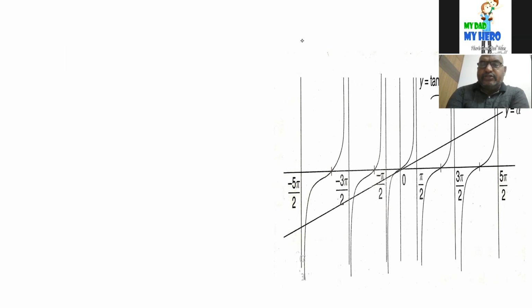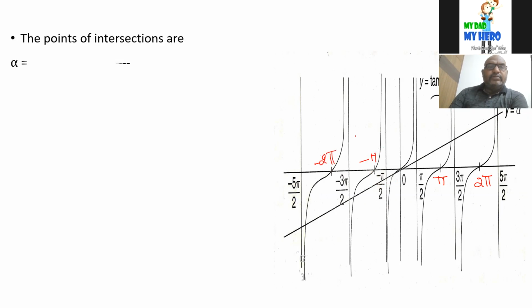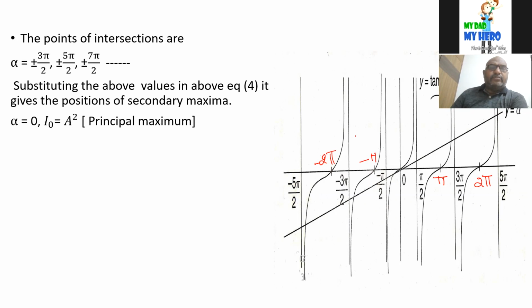And here 0, this is called pi, this is called 2 pi. Another one is this is called minus pi, minus 2 pi and so on. So these points of intersection are alpha is equal to plus or minus 3 pi by 2, plus or minus 5 pi by 2, plus or minus 7 pi by 2 and so on.